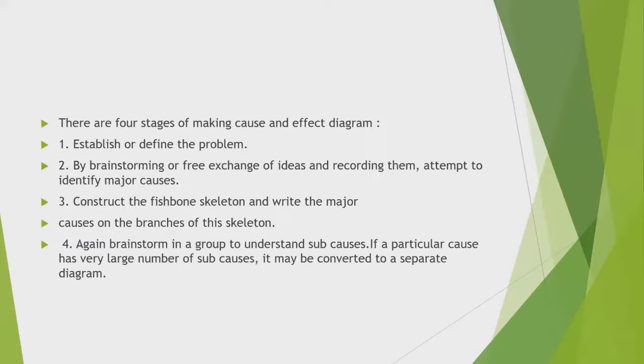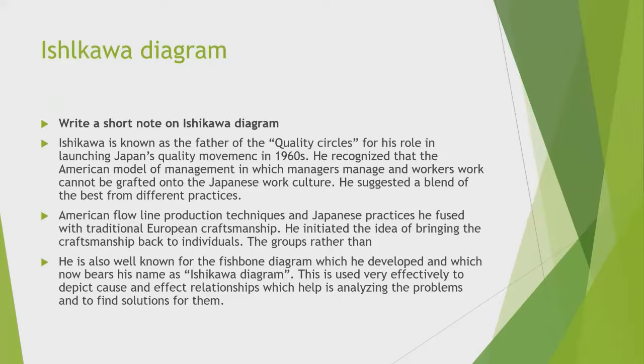Ishikawa diagram. Ishikawa is known as the father of quality circles for his role in launching Japan's quality movement in the 1960s. He recognized that the American model of management, in which the manager manages and the worker works, cannot be grafted onto the Japanese work culture. He suggested a blend of the best from different practices: American flow line production techniques and Japanese practices fused with traditional European craftsmanship. He initiated the idea of bringing craftsmanship back to individuals and groups.